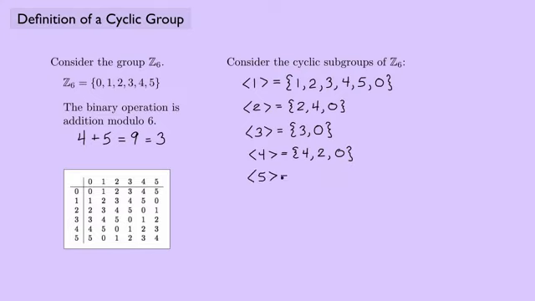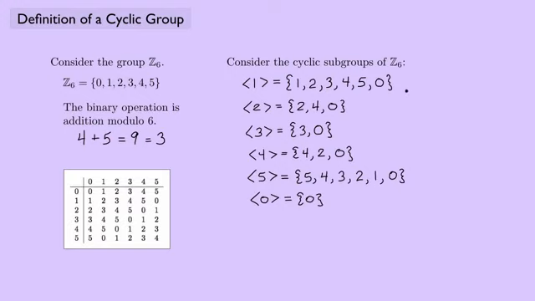If I look at the cyclic subgroup generated by 5, I would start with 5. 5 plus 5 is 10, but 10 mod 6 is 4. 4 plus 5 is 9, but 9 mod 6 is 3. And then 3 plus 5 is 8, but 8 mod 6 is 2. 2 plus 5 is 7. 7 mod 6 gives me 1. And then 1 plus 5 is 6, and 6 mod 6 is 0, and I'm back where I started. And then finally I can look at the element 0. That's not very exciting, it just gives me 0.